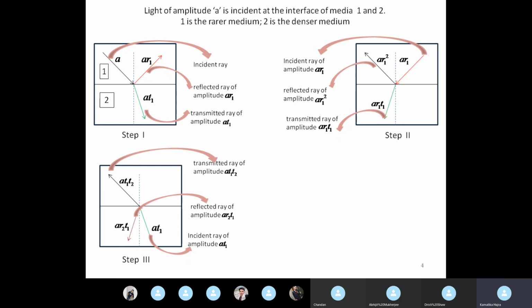Okay. So just once again, we have our first step, simple optical ray diagram. We have done this several times from the time we have studied reflection and refraction.